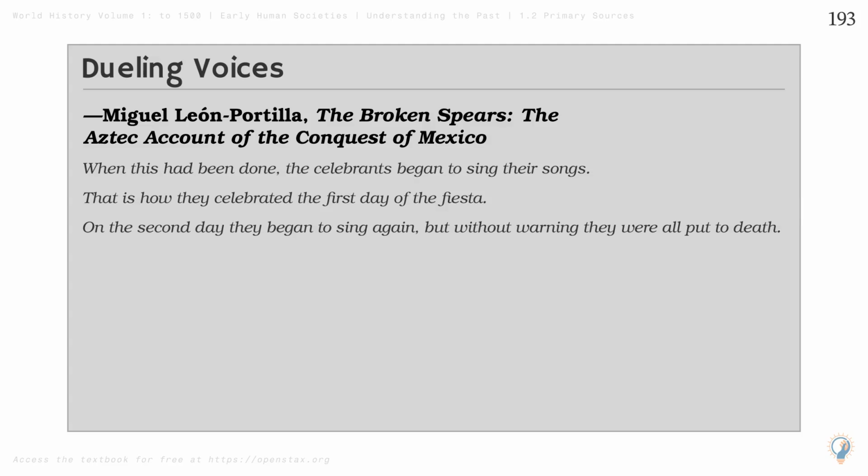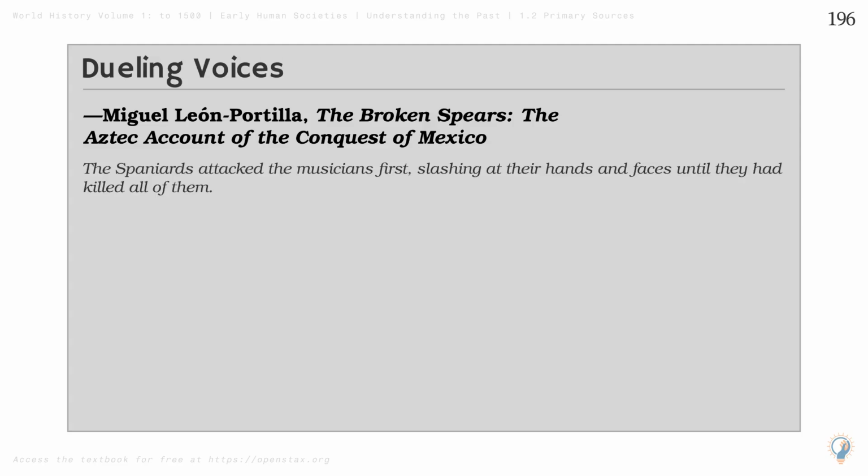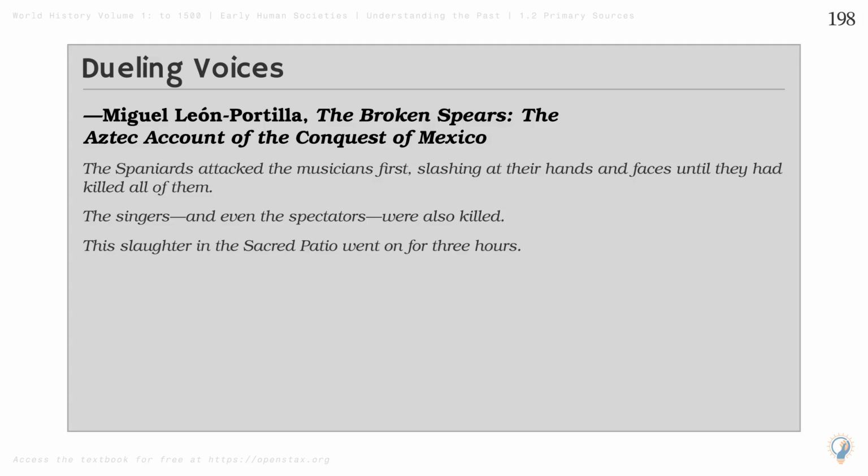On the second day they began to sing again, but without warning they were all put to death. The dancers and singers were completely unarmed. The Spaniards attacked the musicians first, slashing at their hands and faces until they had killed all of them. The singers, and even the spectators, were also killed. This slaughter in the sacred patio went on for 3 hours.